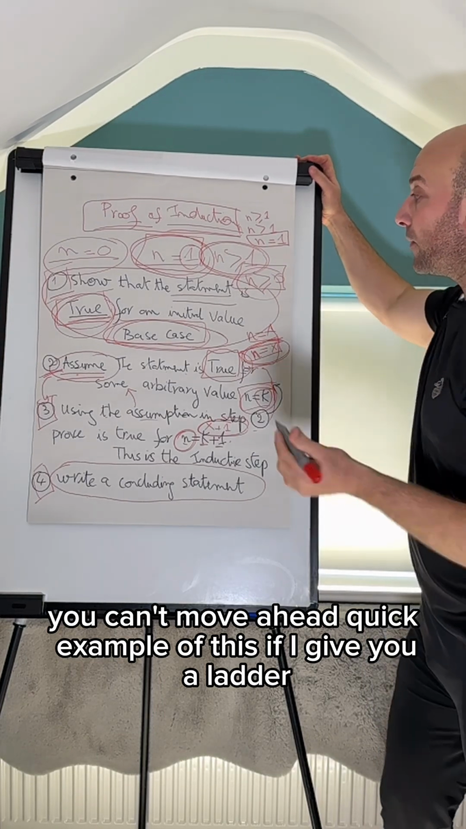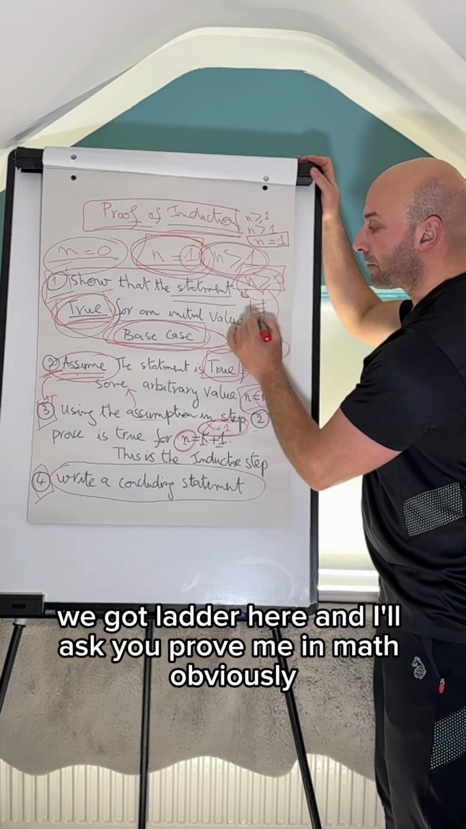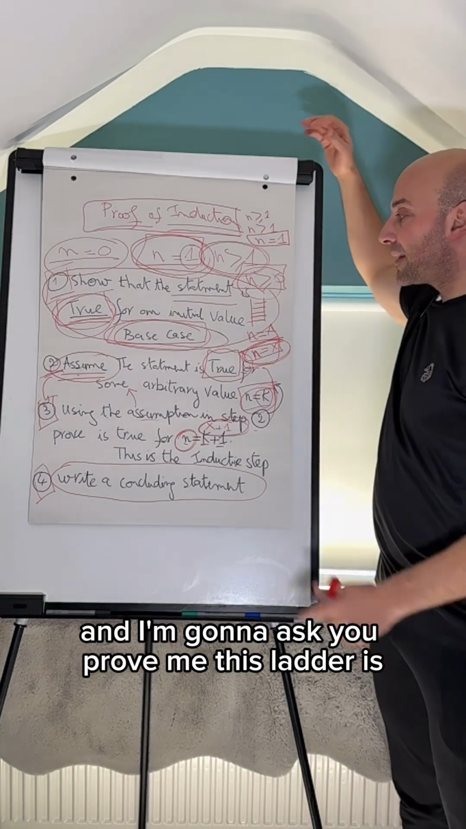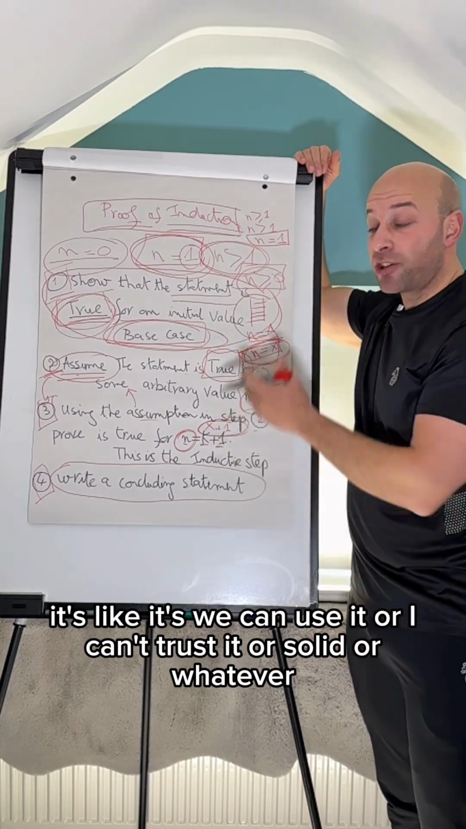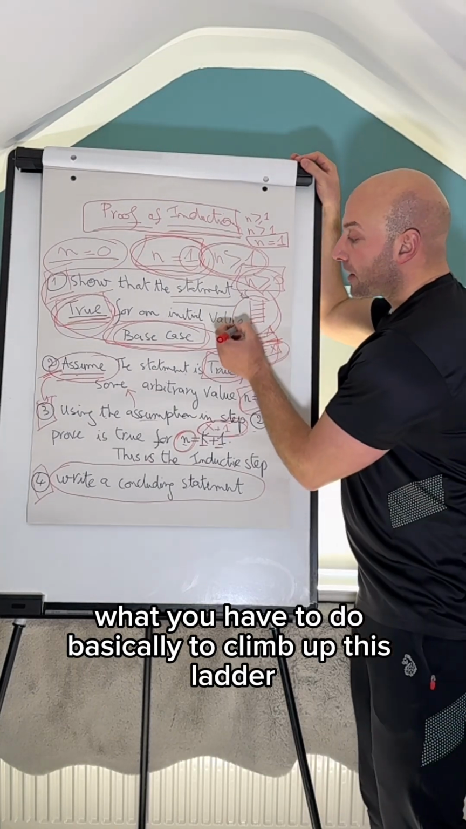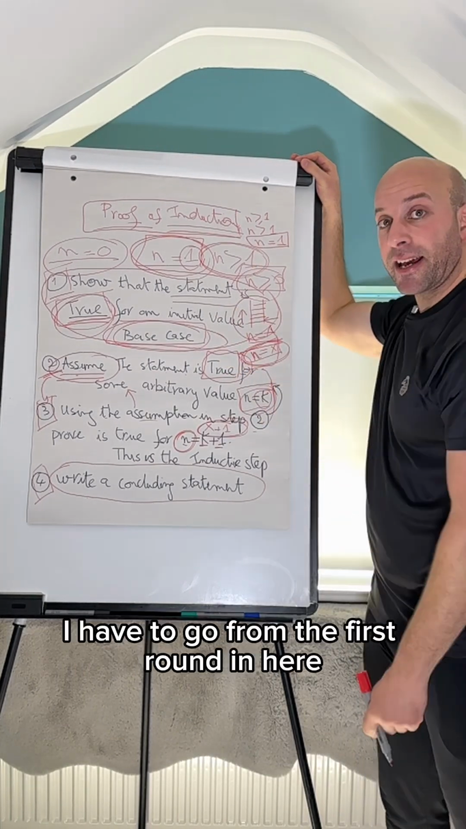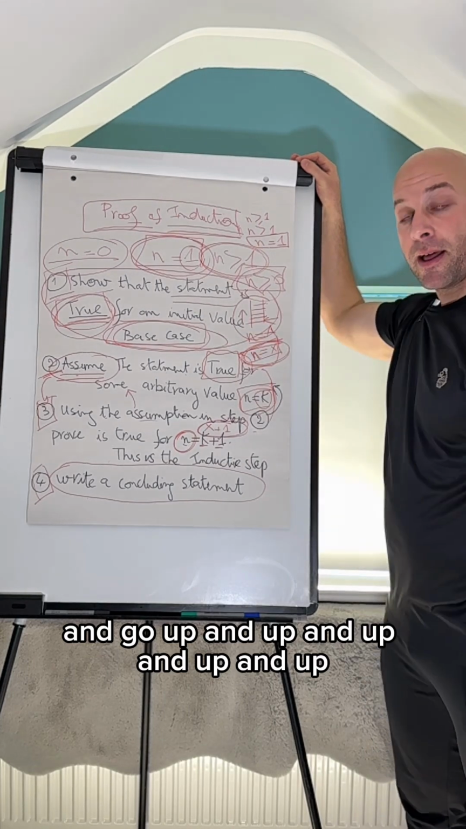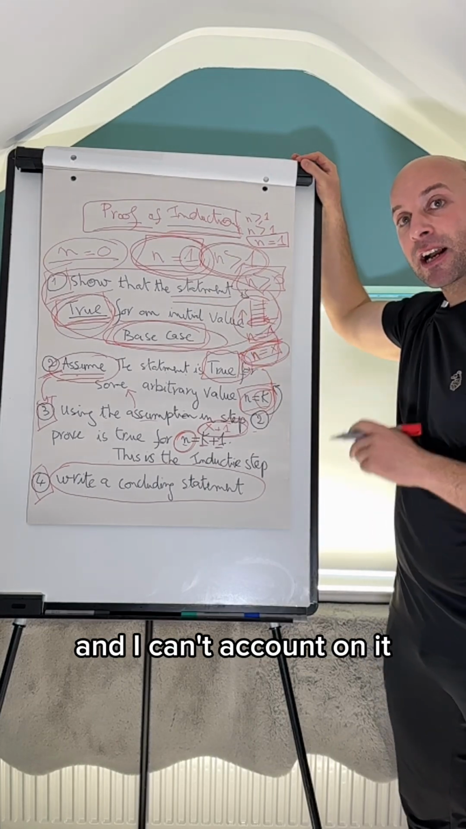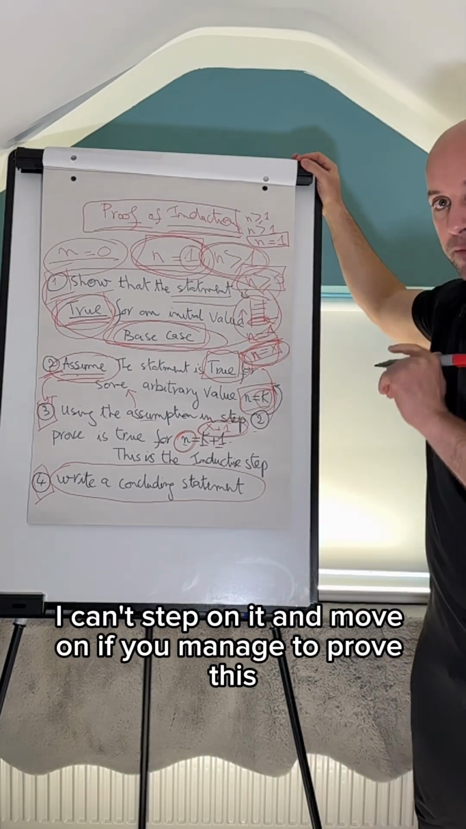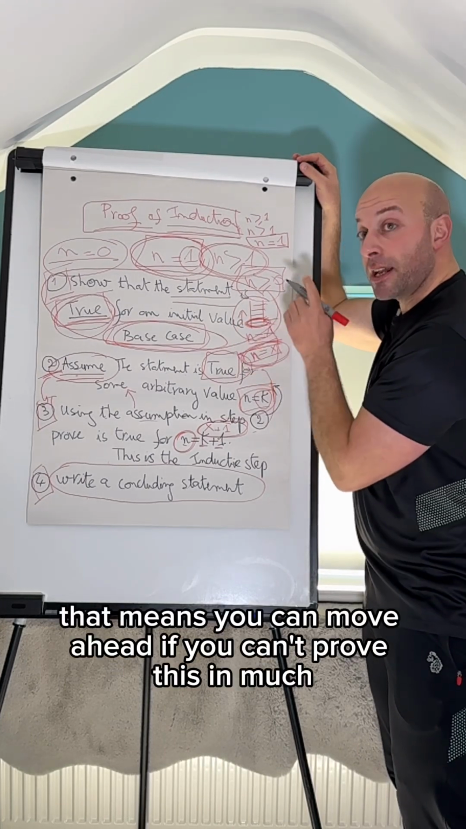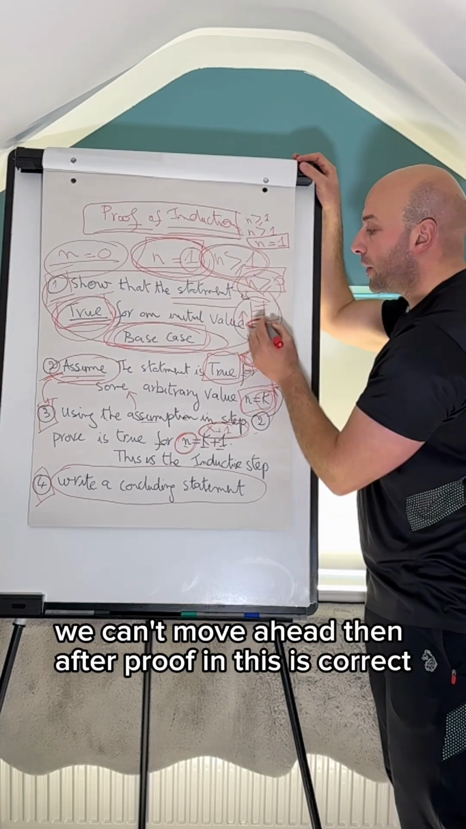Quick example of this: if I give you a ladder, and I ask you, in maths obviously, prove to me that we can use this ladder, or I can trust it, or it's solid. To climb up this ladder, I have to go from the first rung up and up and up. You have to prove to me that the first rung is solid, and I can count on it, I can step on it and move on. If you manage to prove this, that means you can move ahead. If you can't prove this in this type of proof of induction, we can't move ahead.